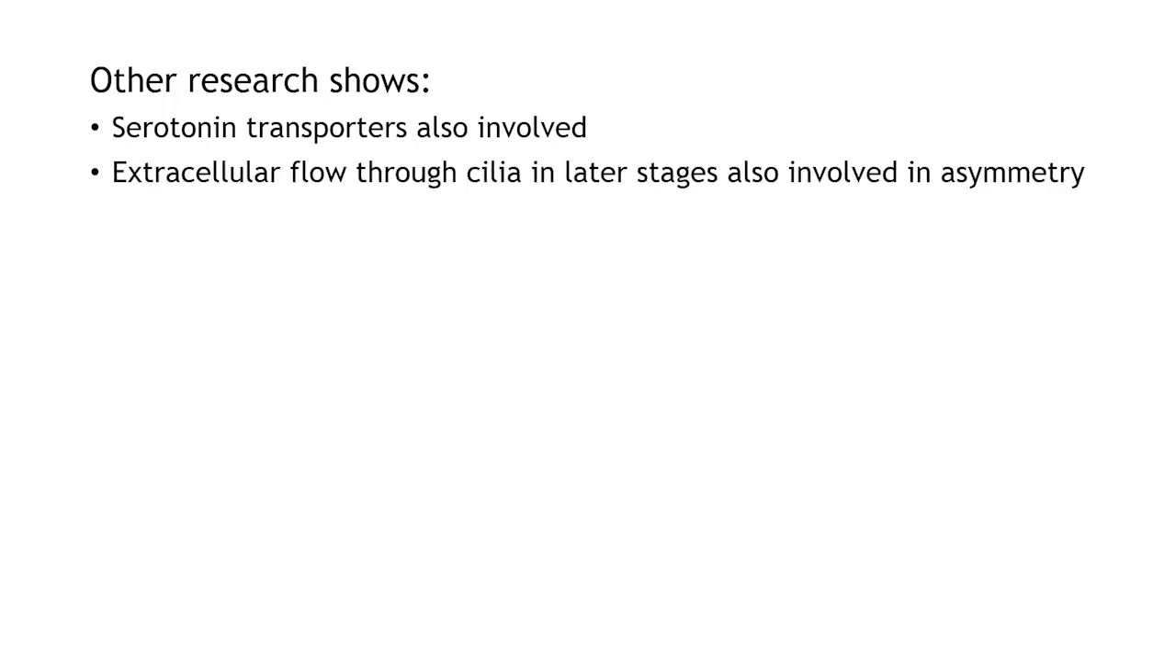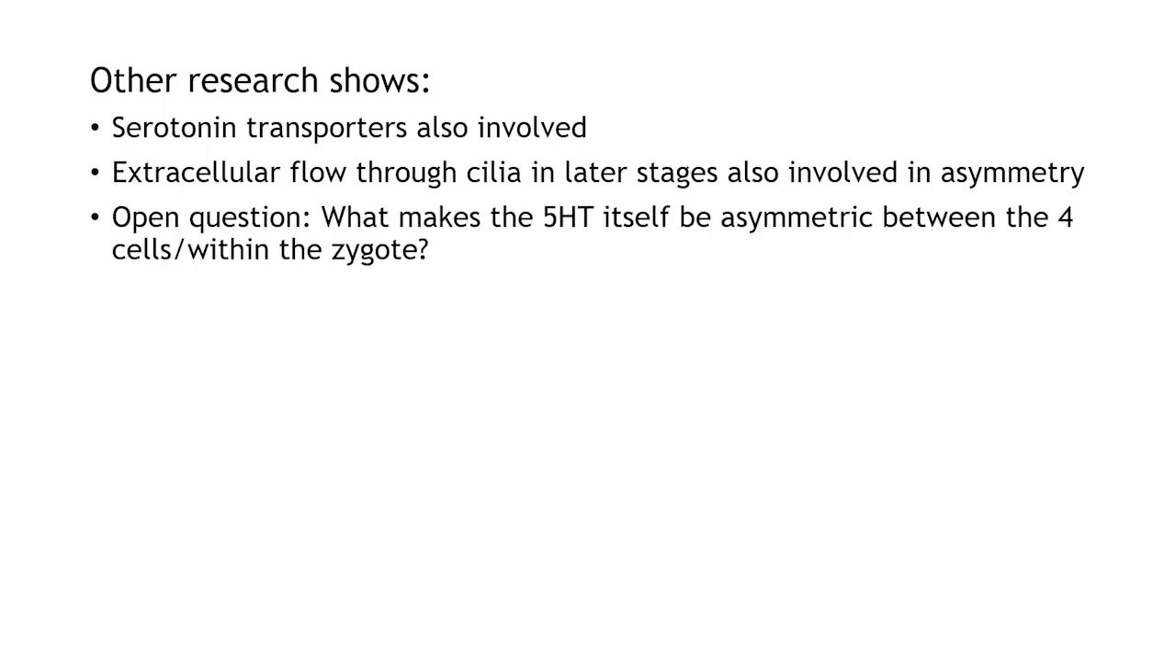In particular, other studies have shown that serotonin transporters are also involved. And the flow of the water and stuff outside of the cells, or the developing embryo, through cilia, is also involved in the asymmetry formation. And there is a huge debate now over whether this flow around the cells is enough to create asymmetry, or whether it's just a downstream or side effect of the different ion flows between and within the cells, which are also mediated through serotonin, as we saw and explored in this paper. Another open question is what makes the serotonin itself be distributed asymmetrically between the cells or within the zygote?